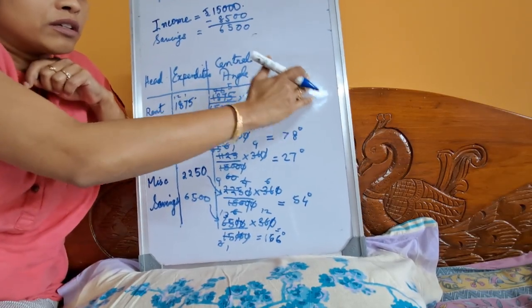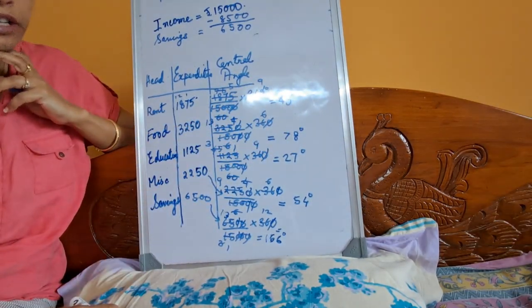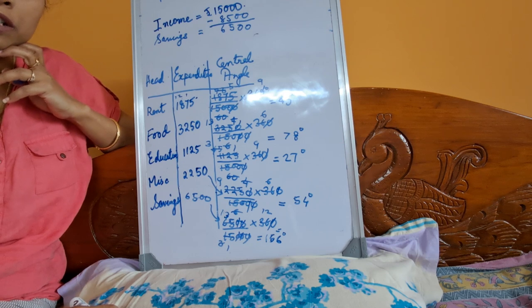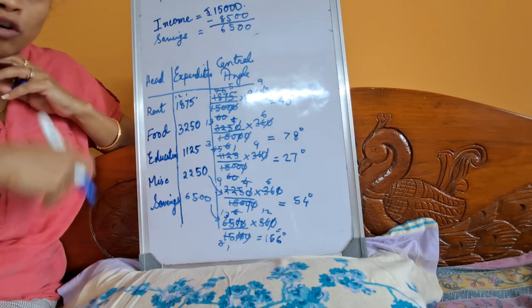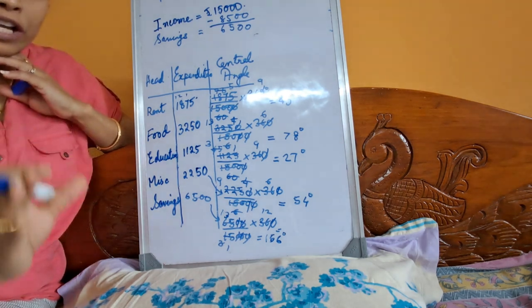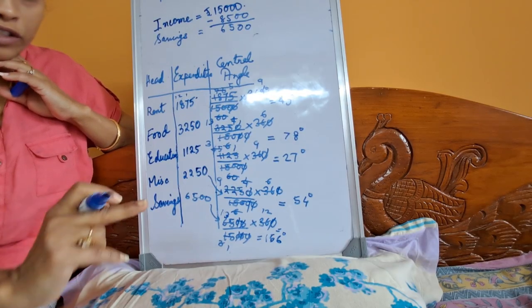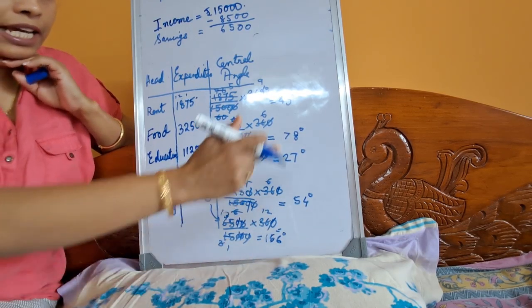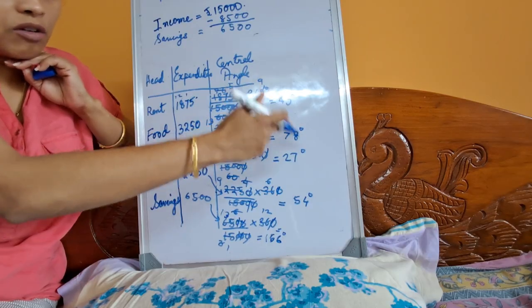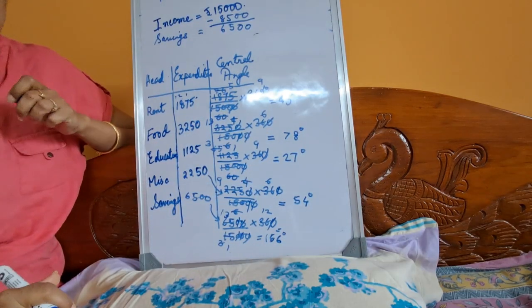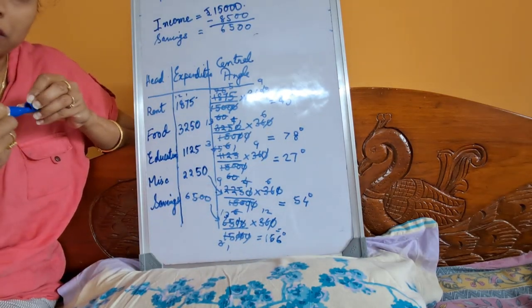So I hope now you can draw the pie chart. The same thing, draw the circle of any radius, draw one of the radii, which is a straight line, and then draw all the angles subsequently as explained in the previous sums.